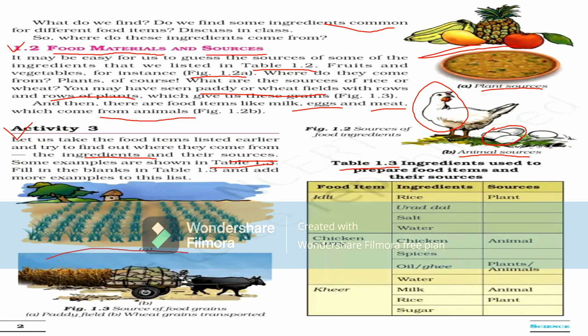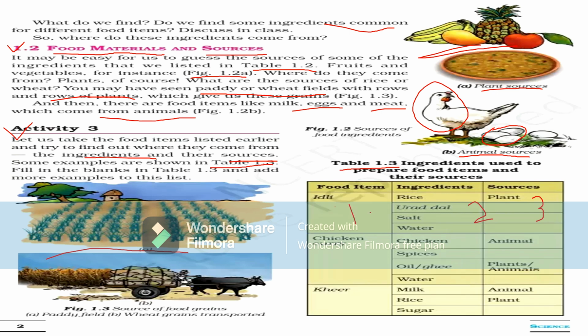We have shown in 1.3 here: ingredients used to prepare food items and their sources. Again, take a note and make a table 1.3. Put three columns. The first column should be the food items, what you listed in 1.2, the second the ingredients, what you use daily while preparing the food, and the third the source, from which we got the ingredients.